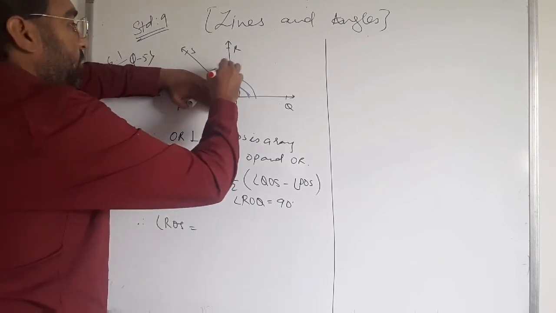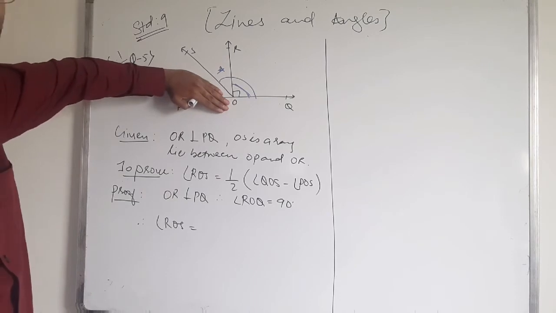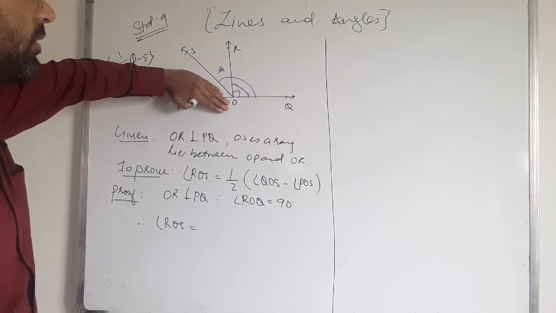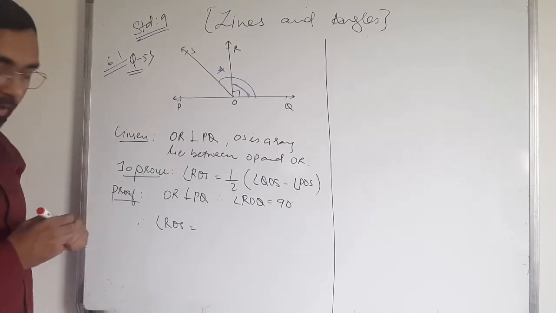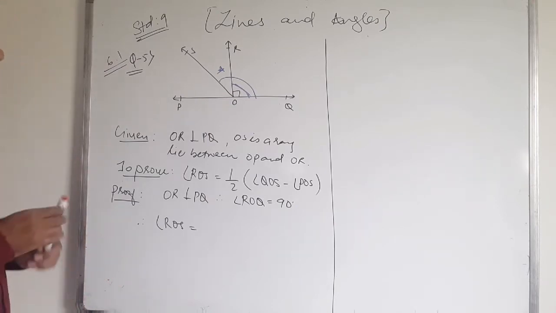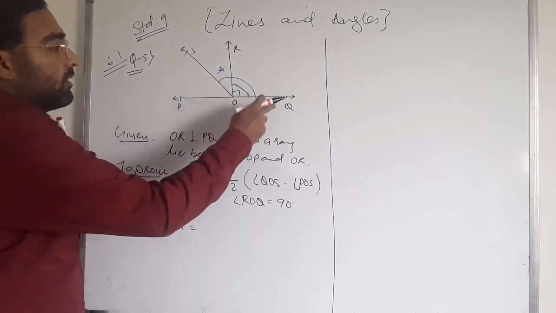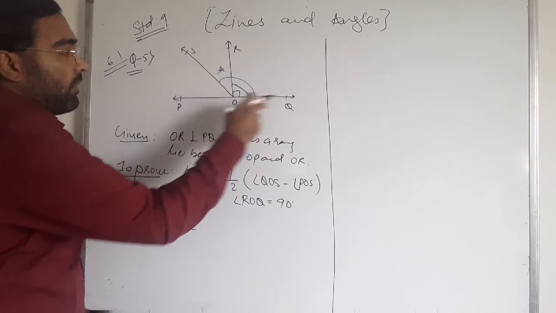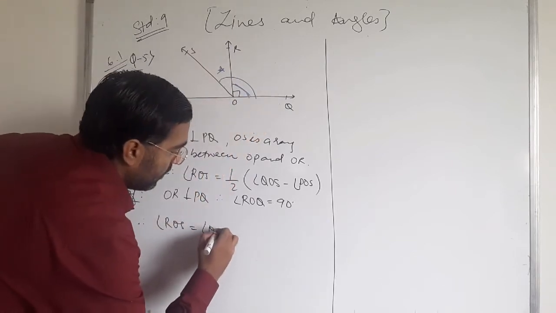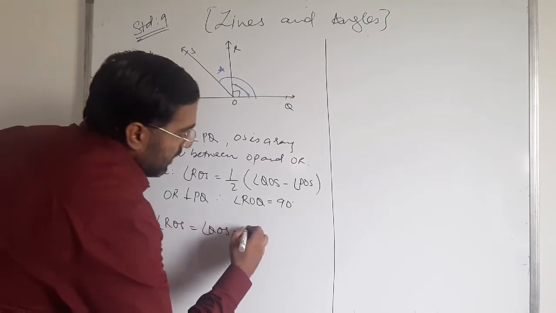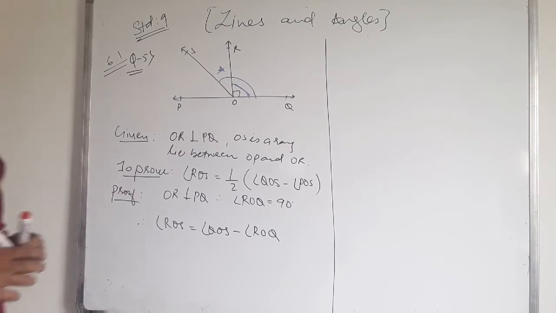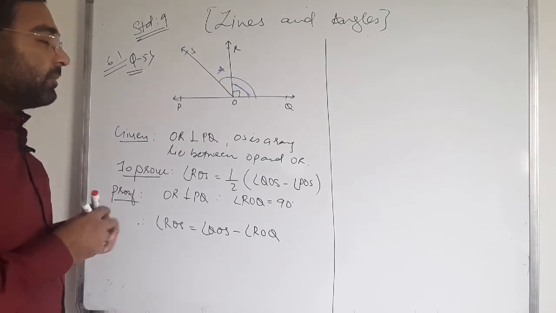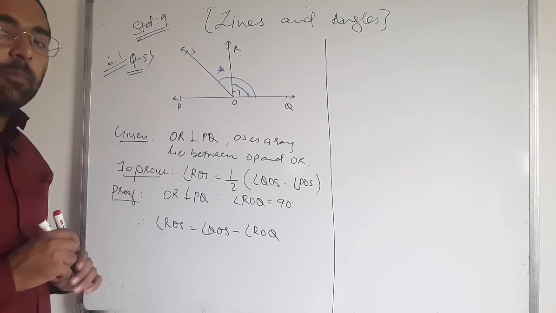So which one do we have to find? This part we have to find. Which part do we have to get? This part, ROS. So now we have to write how to find ROS. We get ROS by subtracting ROQ from QOS, that is QOS minus ROQ. Okay, clear this first statement?